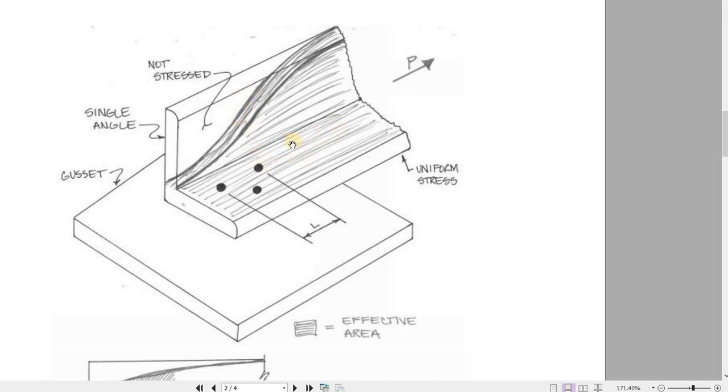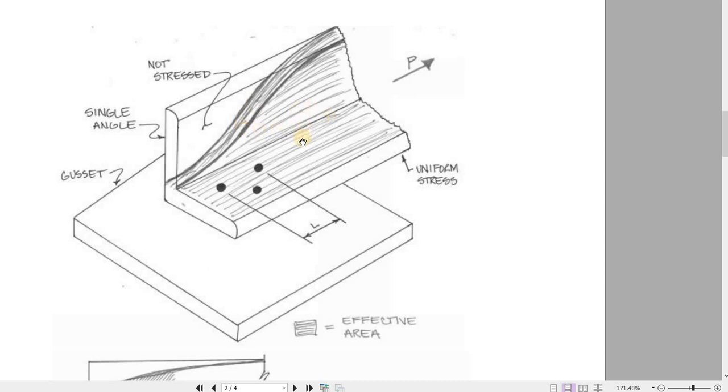But as you go away from the connection area, this shaded part of the leg also starts contributing. If you go a certain distance away from the connection, the whole of the vertical leg starts contributing to resisting the load. So over here we have some tensile stresses acting on this side, but this side is stress free. So again there is a net drift acting on this angle in this direction. That drift is then neutralized with the help of shear flow generated at the interface of the vertical and horizontal leg. And this shear flow is the reason we have non-uniform stress distribution in the vertical leg.